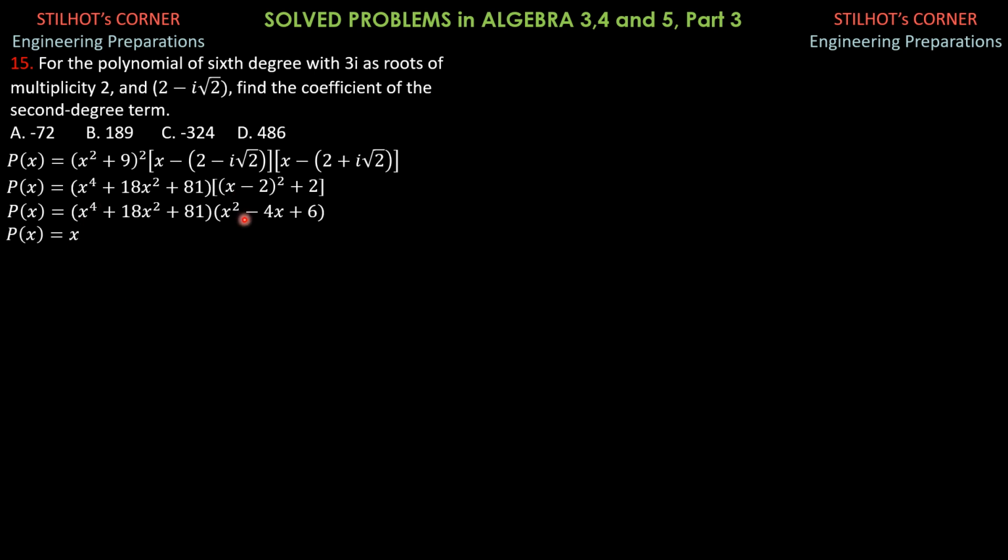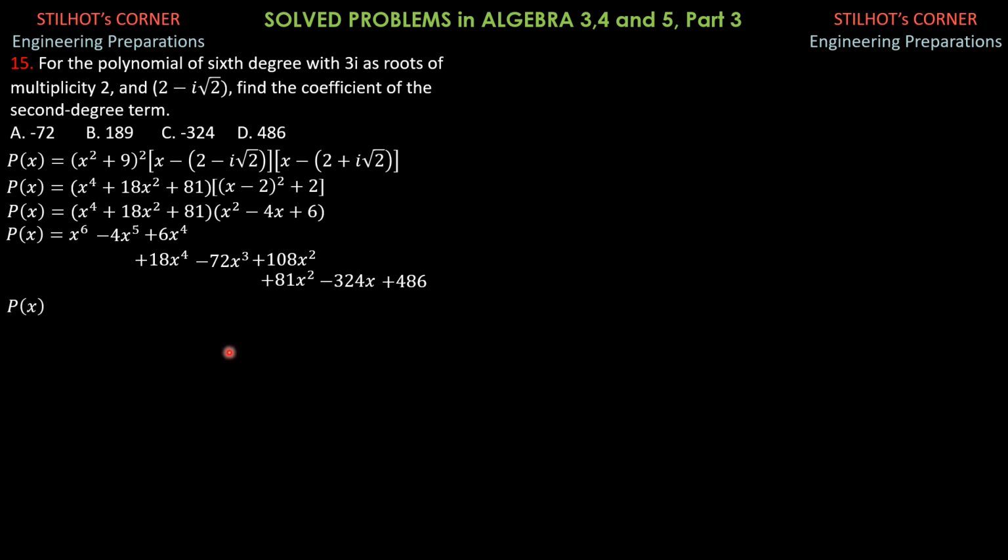P of x is x to the 6th minus 4x to the 5th plus 6x to the 4th plus 18x to the 4th minus 72x cubed. 18 times 6 is 108x squared and 81x squared. 81 times negative 4 is negative 324x. 81 times 6 is 486.